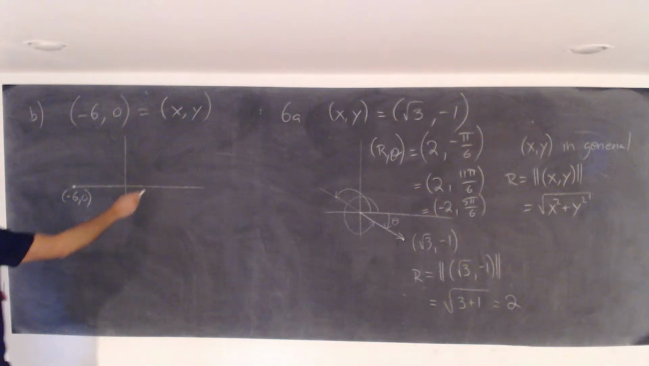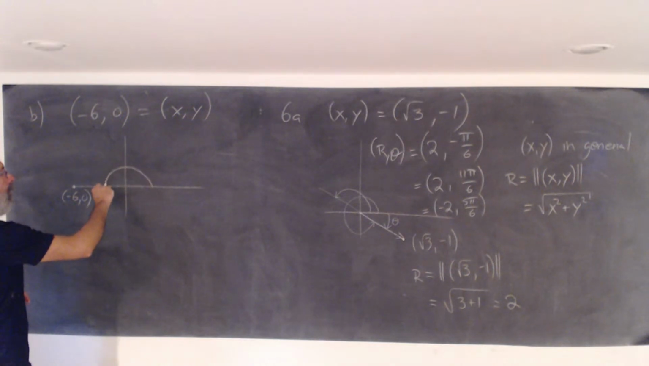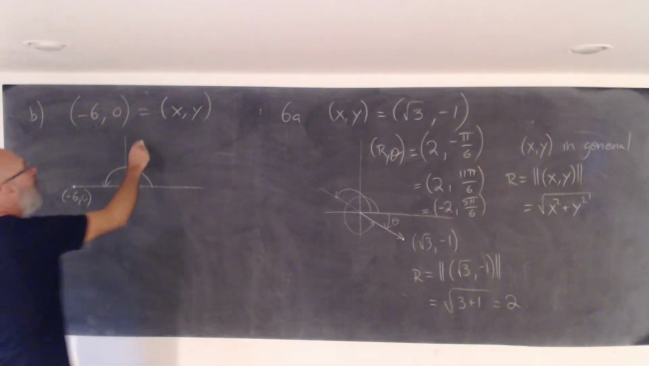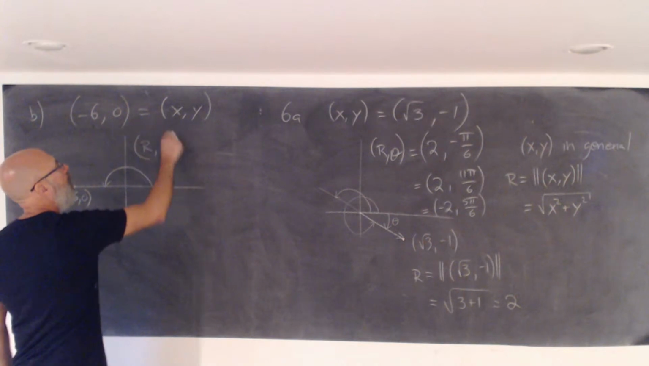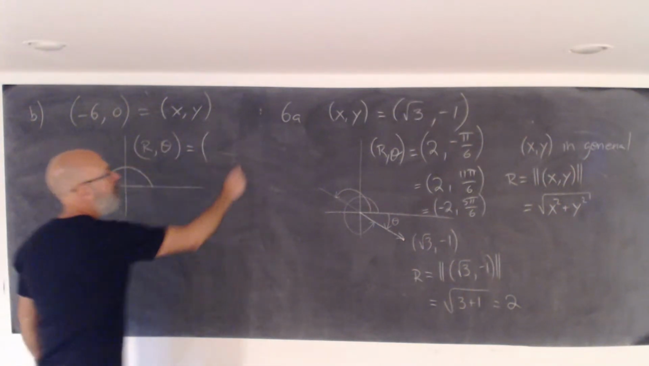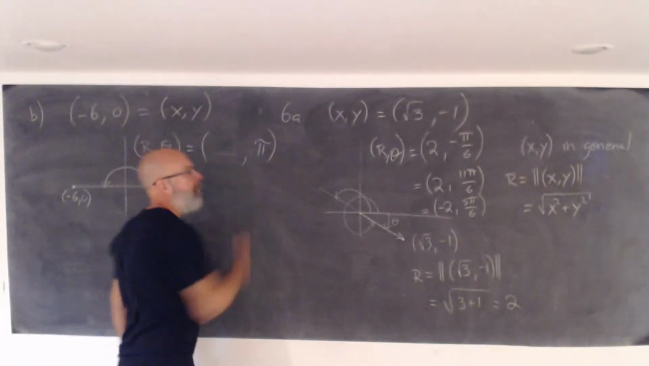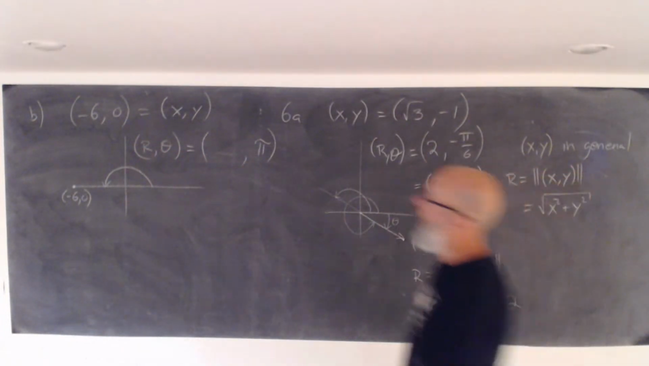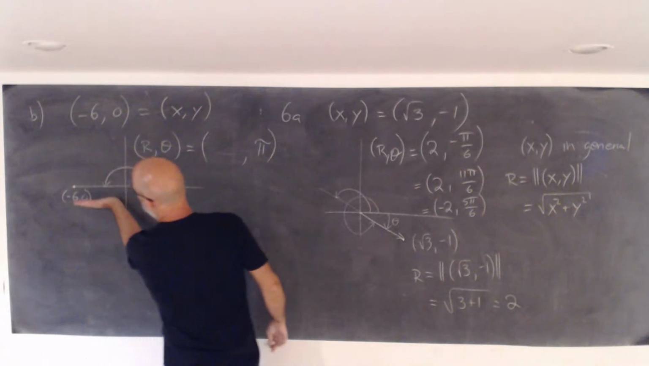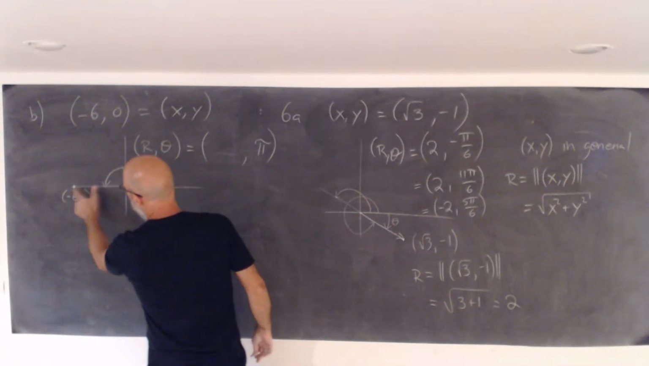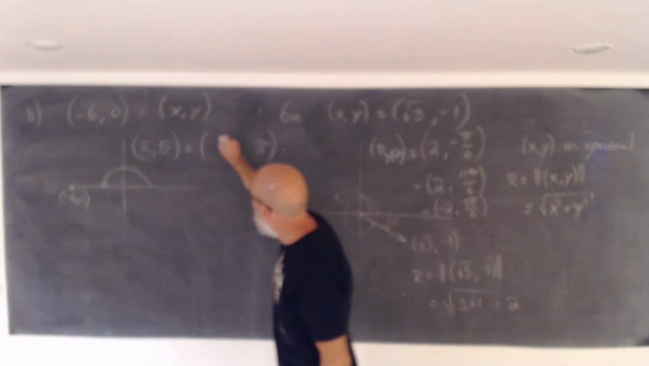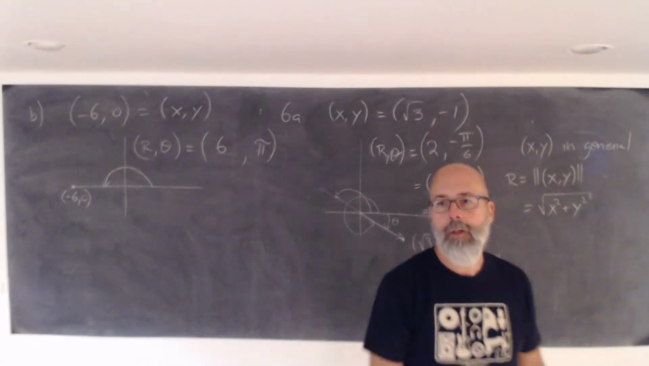You know what's going on, right? What is the angle here? 180 degrees or pi. And once you've got 180 degrees, what is the distance you want to go? Distance of 6.